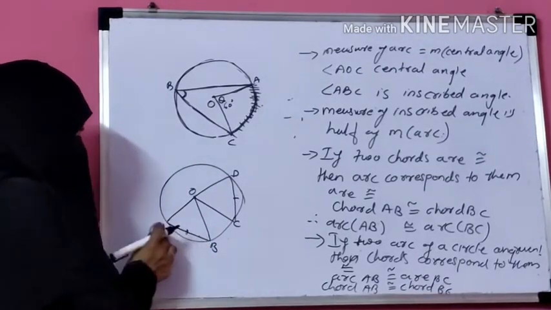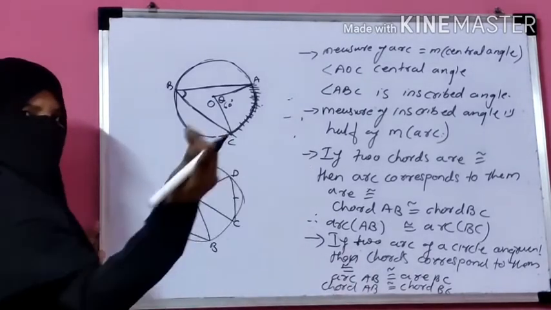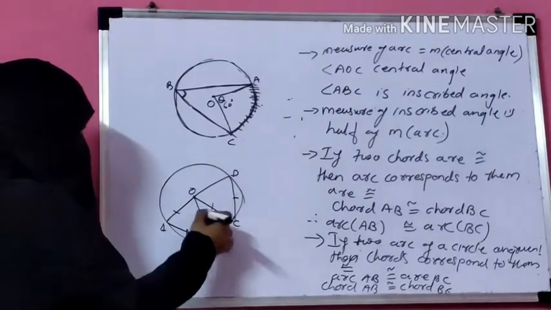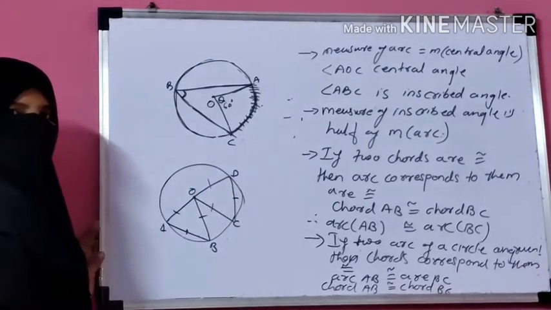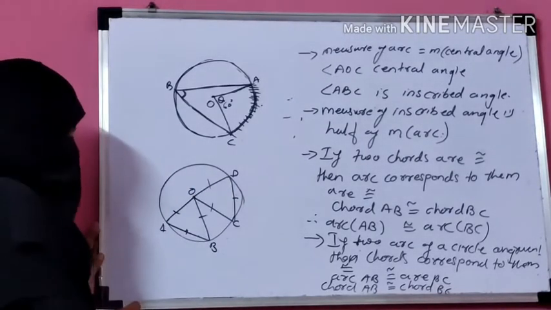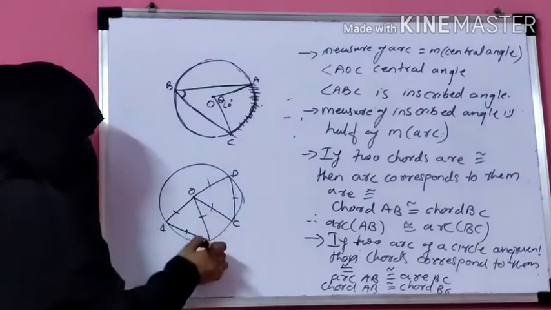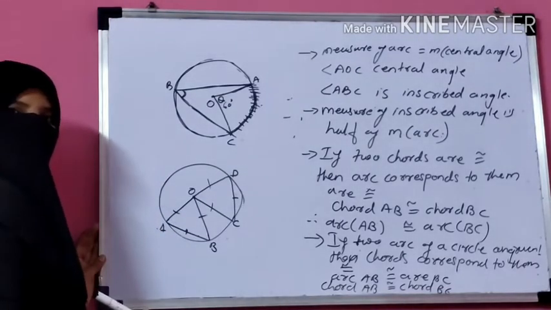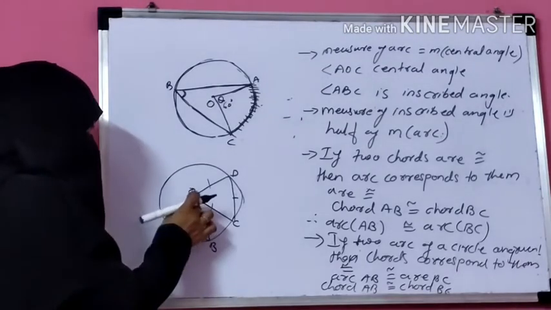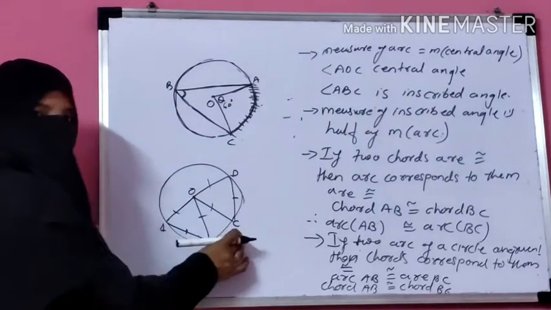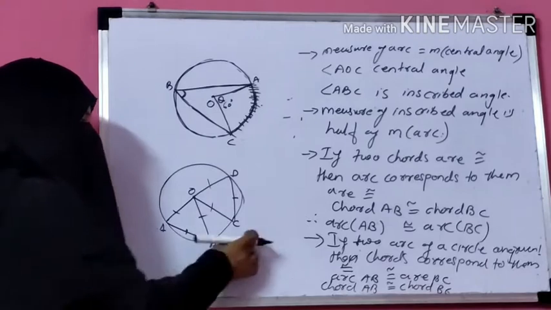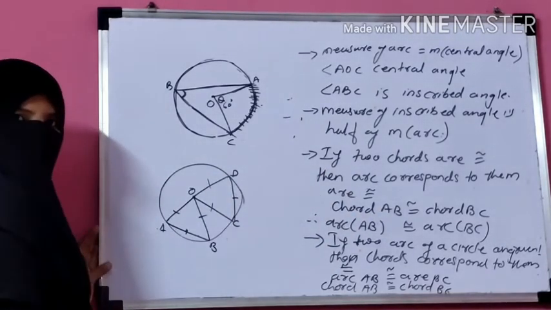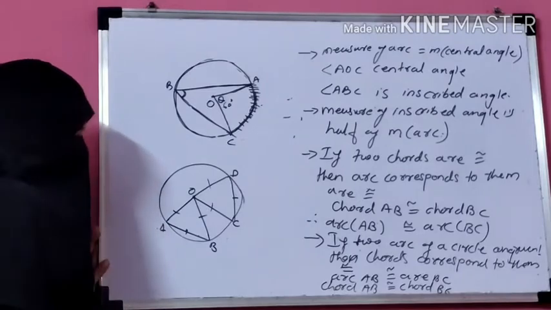Now here in these two triangles, AB is congruent to CD is given, and OA is congruent to OC, radii of the same circle, and OB is congruent to OD, again radii of the same circle. Okay, so therefore angle AOB is congruent to angle COD, corresponding angles of congruent triangles, and the measure of a central angle is equal to the measure of its arc. So therefore, arc AB is congruent to arc CD. Okay, you can prove this theorem like this if it is asked in the exam.